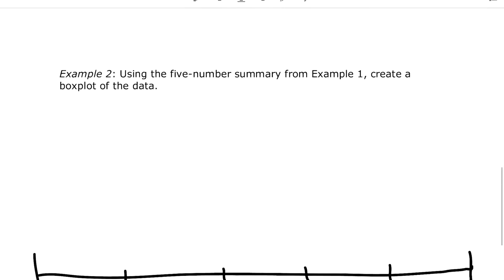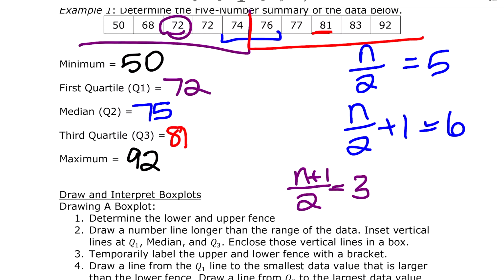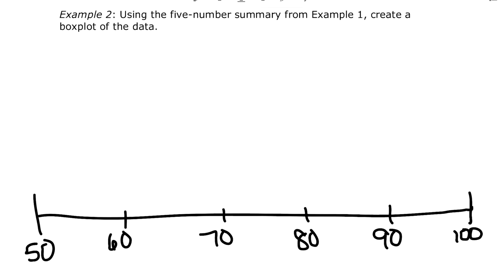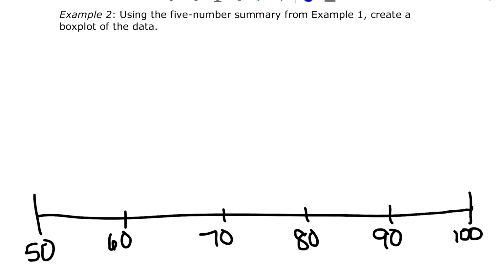So now what I'm going to do next is I'm going to take my Q2, which was 75, and I'm going to draw a vertical line at 75. And I'll try and keep the colors the same. So I did Q2 in blue. So I'm going to draw above my box plot, just like that.